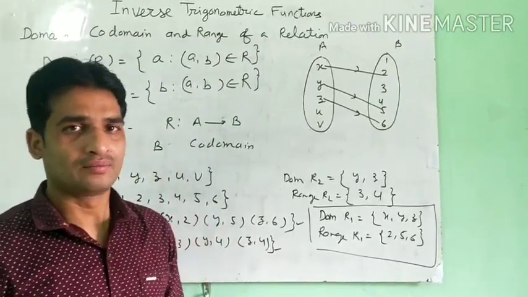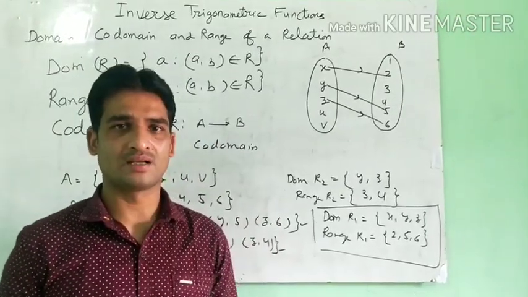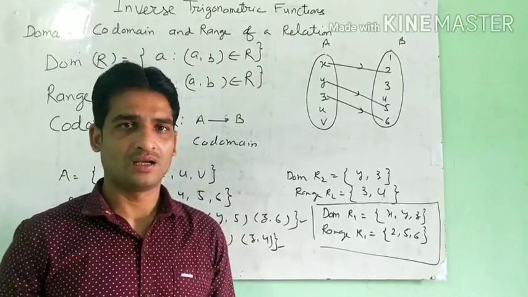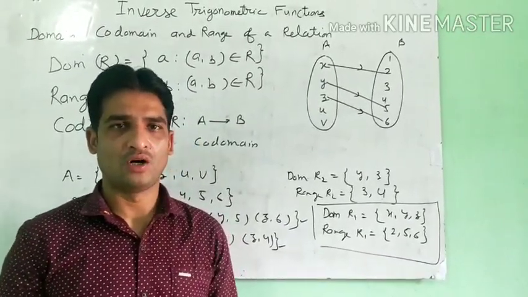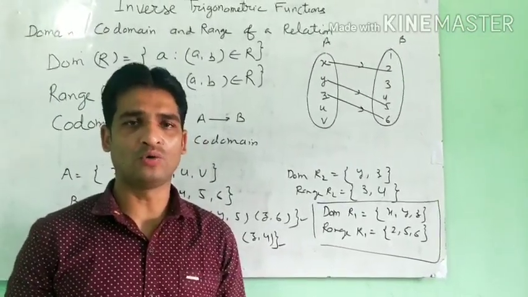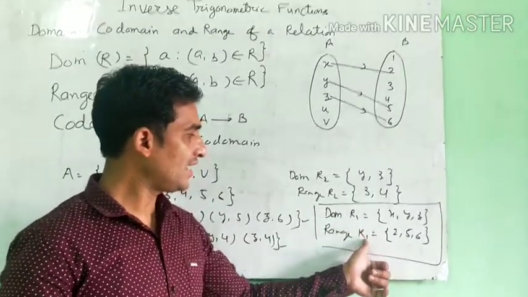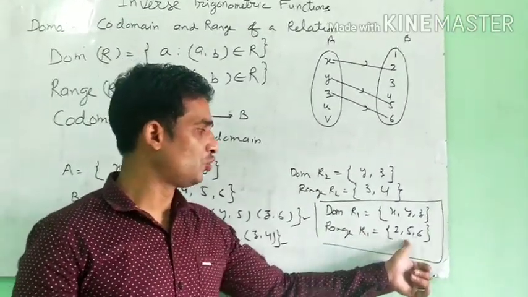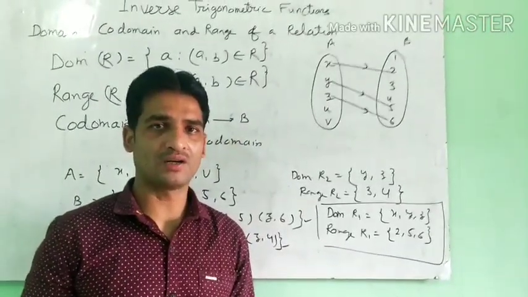In general, domain is the set of all pre-images, and range is defined as the set of all images. Domain elements are those on the left side of the arrow, and range elements are those on the right side of the arrow. So this is a small introduction to relations.